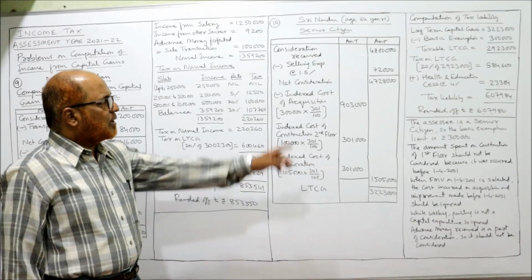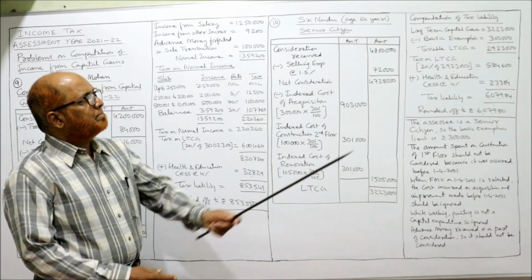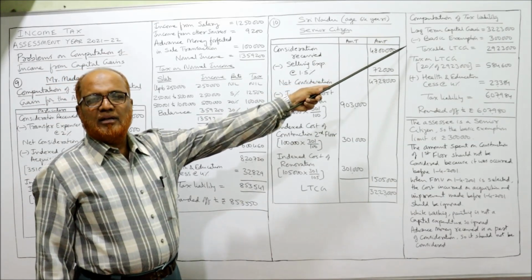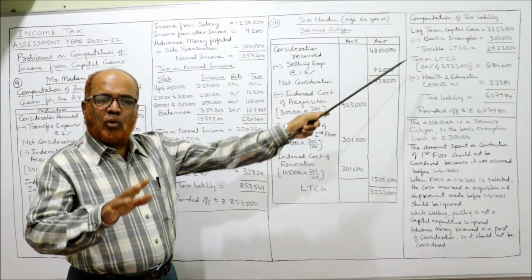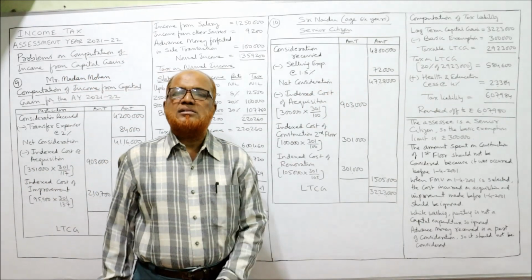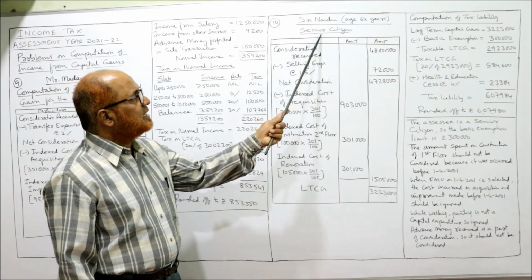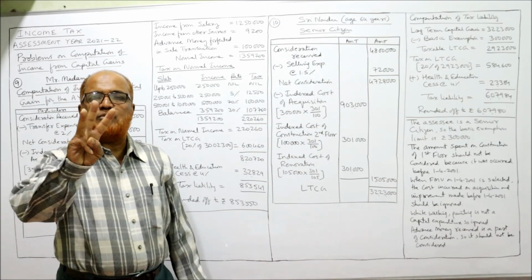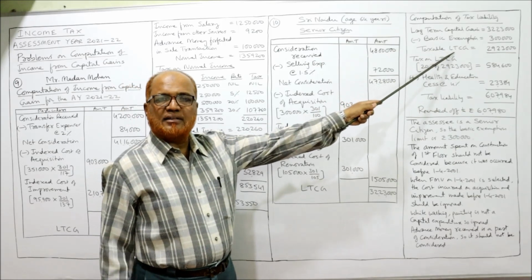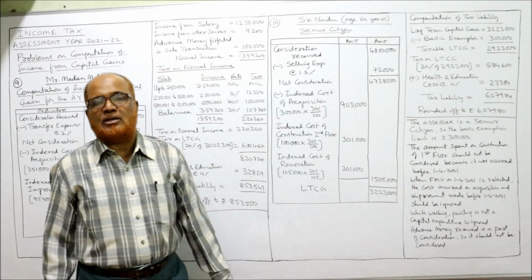That's all. We have computed the capital gain. Now we have to find out the tax liability. Computation of tax liability: he doesn't have any other income, only this income. So 32 lakh 23,000 minus basic exemption. Because the assessee is a senior citizen, the basic exemption limit is 3 lakh. Deduct 3 lakh. Taxable LTCG is 29 lakh 23,000.